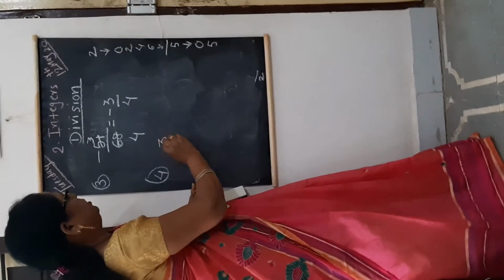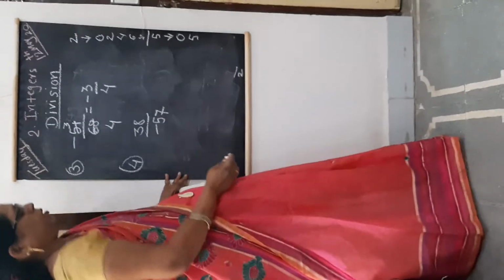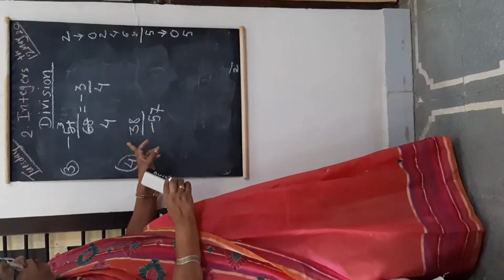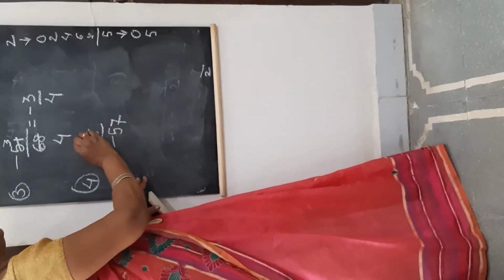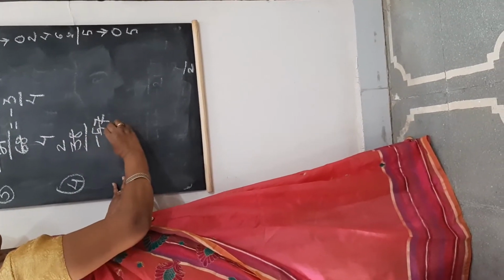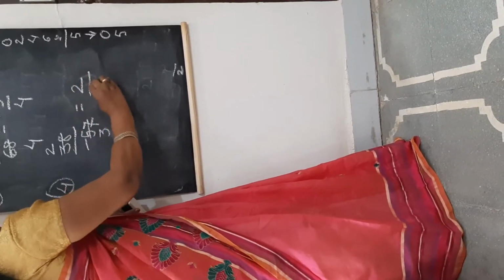Now see the fourth example. 38 divided by negative 57. Now see, both the numbers are from 19's table. 19 twos are 38 and 19 threes are 57. The answer is 2 upon negative 3.